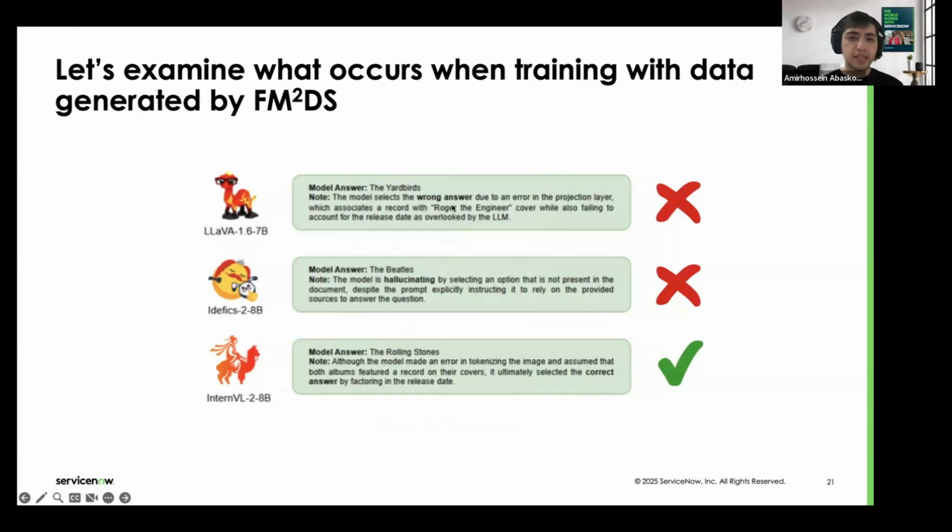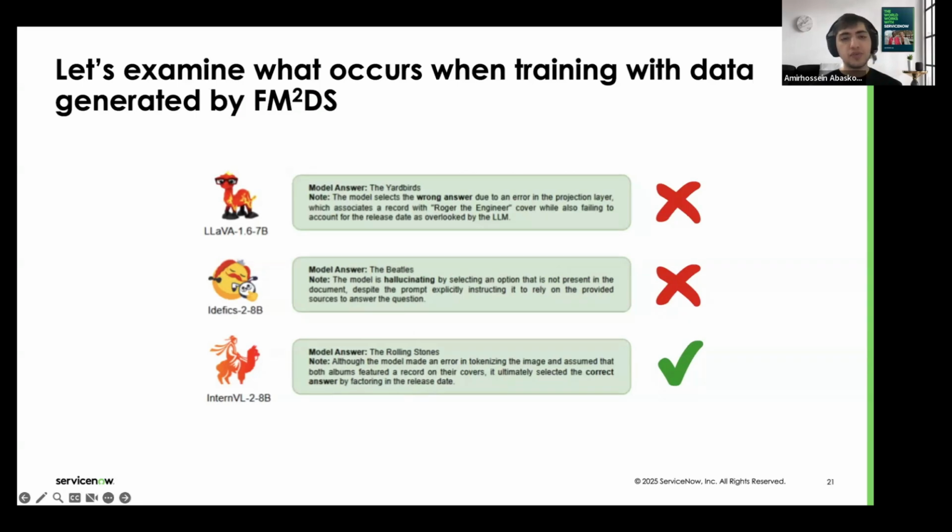As can be seen, LLaVA is not giving us the correct answer, it is giving a completely wrong answer here. IDEFICS is not even giving an answer that is in the documents. The details were in neither of the two documents that we have, so it's hallucinating here. And InternVL is giving us the correct answer.